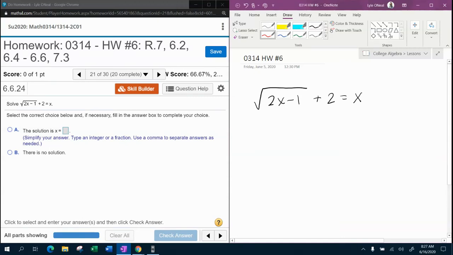All right, here we go. Question number 21 from our 0314 homework number 6 in MyLab Math. And the instructions say solve. So here we have another radical equation.